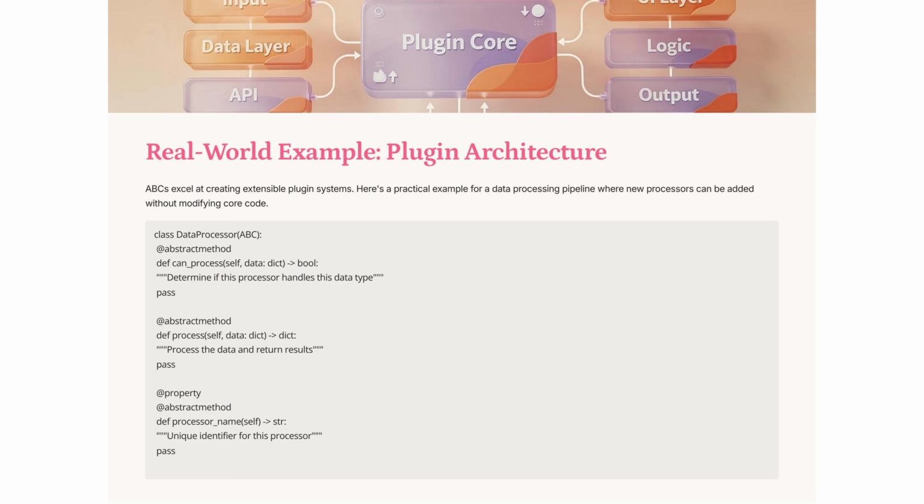Abstract-base classes, ABCs, are ideal for building extensible plugin systems. In a data processing pipeline, ABCs allow seamless integration of new processors without altering core code. The data processor class defines essential methods: can process to check data compatibility, process to handle data, and processor name for unique identification. This design promotes flexibility and scalability.